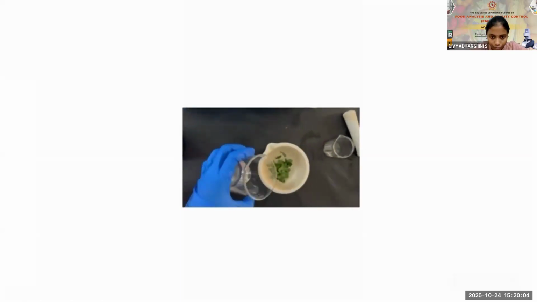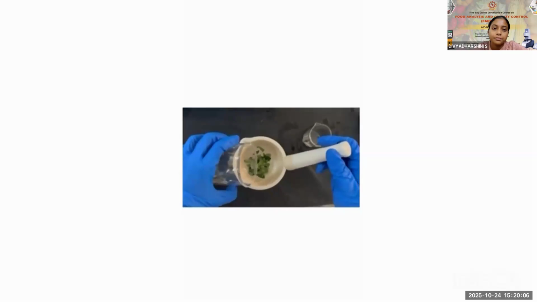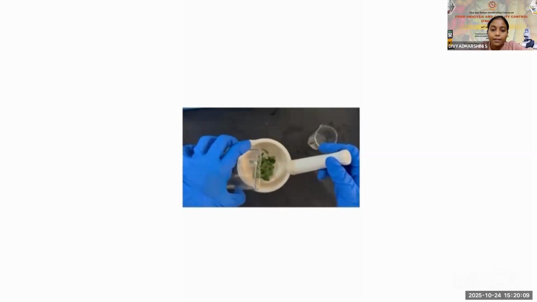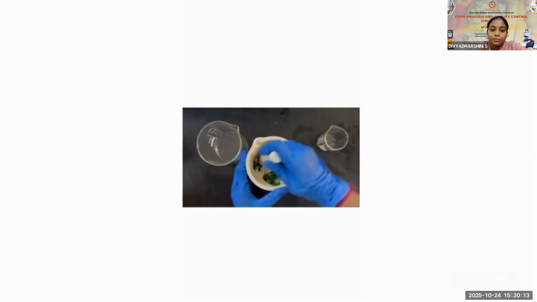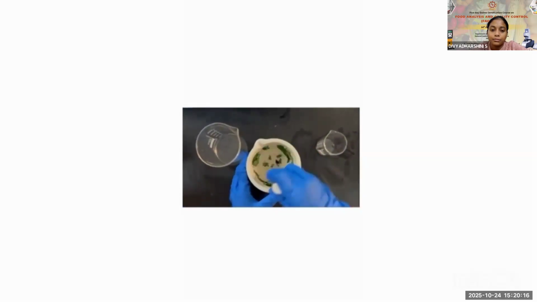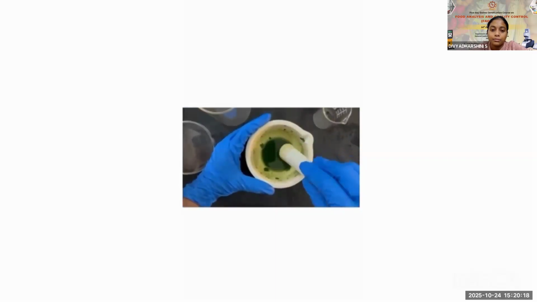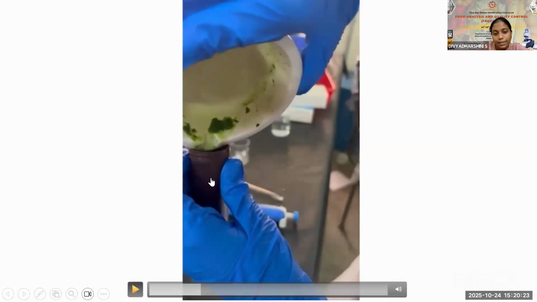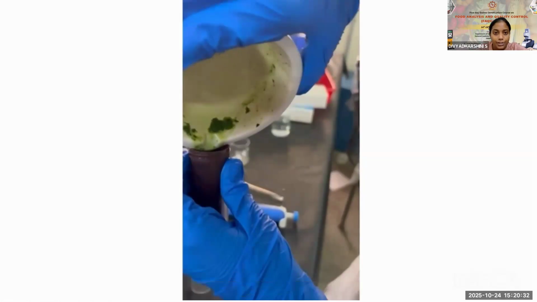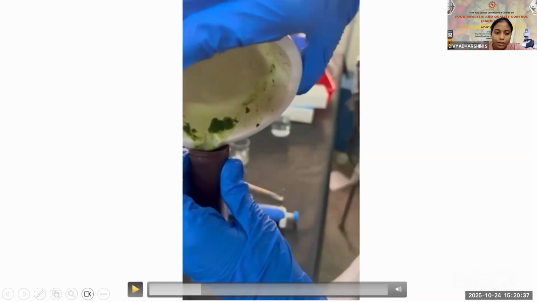Using the reagent, I will be slowly mixing and grinding the curry leaves. We can see that using the mortar and pestle the extract is flowing, and I will be mixing in a clockwise as well as anti-clockwise direction for efficient extraction. Once it is done, we will be transferring it into the amber centrifuge tube. Since it is light sensitive, this is called an amber centrifuge tube, which does not allow any light reflection. If your sample has any light sensitive reactions, we can go with the amber tube.